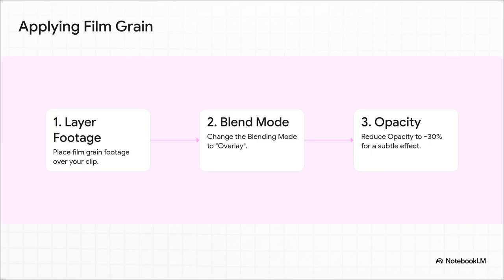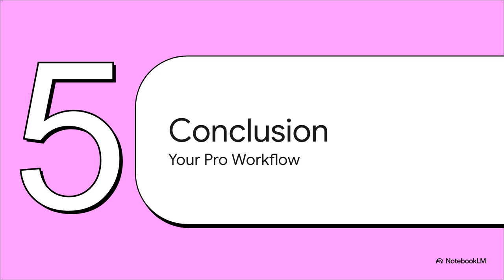And this is so easy to do in basically any video editor. You just drag a film grain clip on top of your footage, change the blending mode to overlay, which basically just makes the gray parts disappear, and then you just knock the opacity down to around 30%. You're just going for a subtle texture, not some heavy filter. And that's it. That is the entire process. We've gone all the way from a simple text prompt to a polished, hyper-realistic 4K video clip.